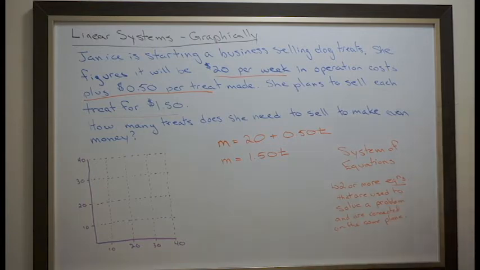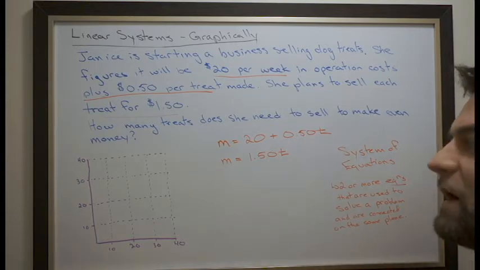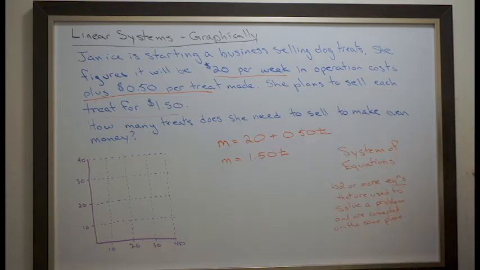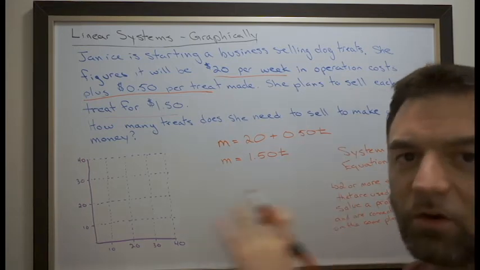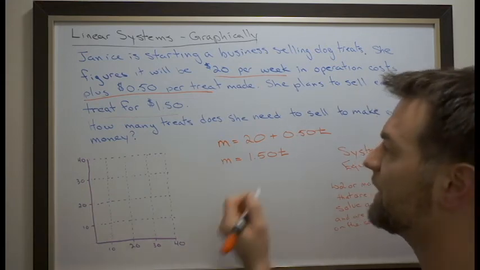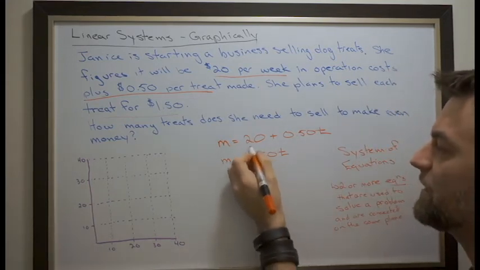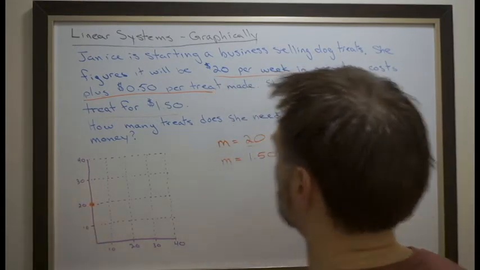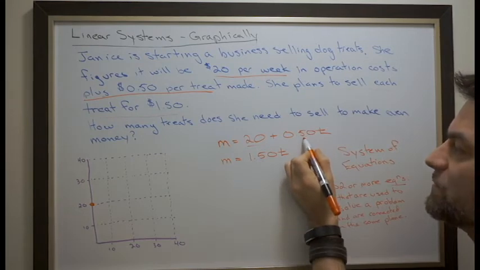So again, they're connected on the same plane, meaning they have the same variables, x, y, in our case, m and t. So this is a system of equations. We can then plot these on the graph, and this is hand-drawn graph, so it's not perfect, but I can use the slope y-intercept method here. There's my y-intercept of my cost here at 20, and then it's 0.5t.